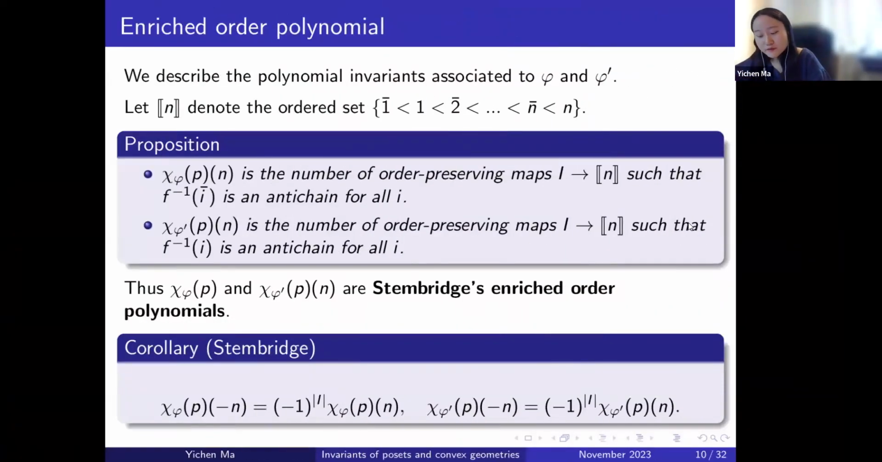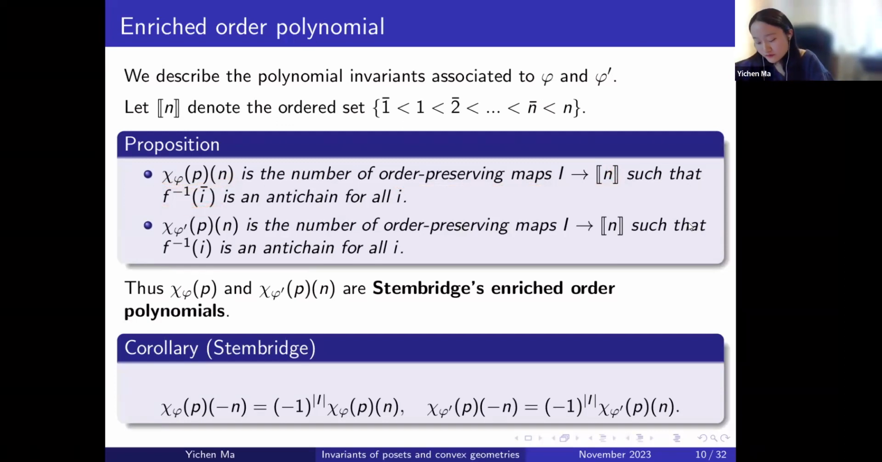Okay. If we consider the cases for phi and phi prime, then we're able to retrieve the enriched order polynomial introduced by Stembridge. So now we consider the double bracket of n. You can think of this as an ordered version of a single bracket n with a signed copy. So then if we compute the polynomial invariant, the invariant associated to phi counts the number of certain order preserving maps. First, it should be order preserving. And we also have the fact that the preimage of i bar is an anti-chain for all i.